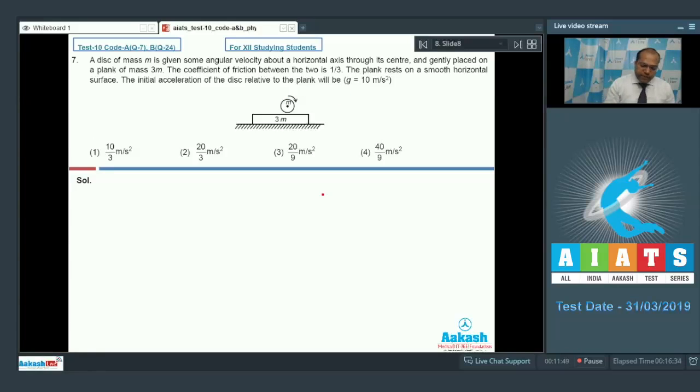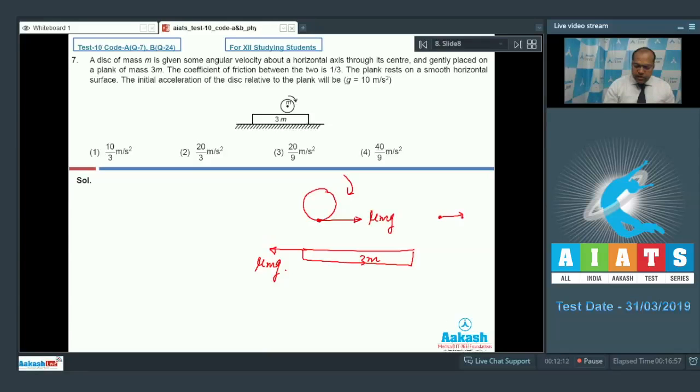If I draw the free body diagram, at this moment when the angular velocity is in this direction, the friction force due to the relative motion will act in this direction and it will be μmg. On the plank of mass 3m, this friction force will act in this direction, μmg. So the acceleration of the disk in this direction is μg and the acceleration of the plank in this direction is μg by 3.